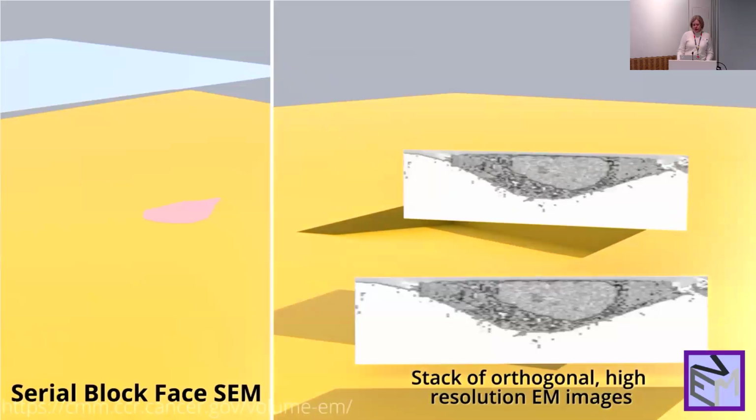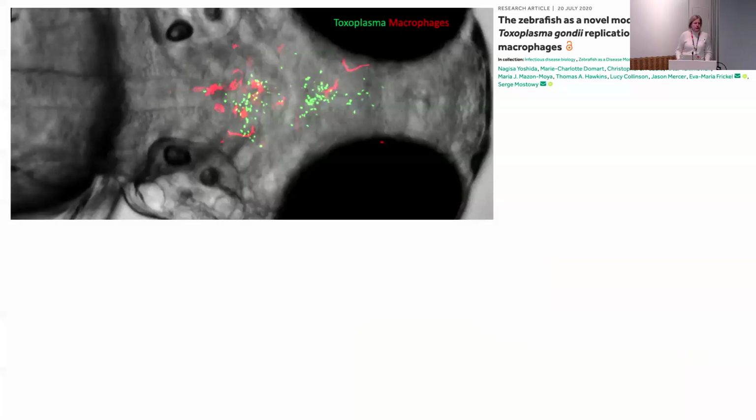These techniques are not only used in neuroscience, they've spread out over the whole of the biological sciences. This is just an example from the Crick. This is a zebrafish, and it's infected with toxoplasma parasites, and they're in green, and you can also see the macrophages in red.